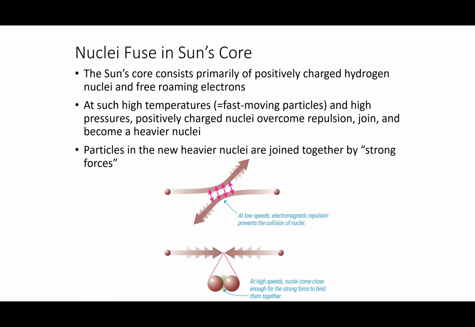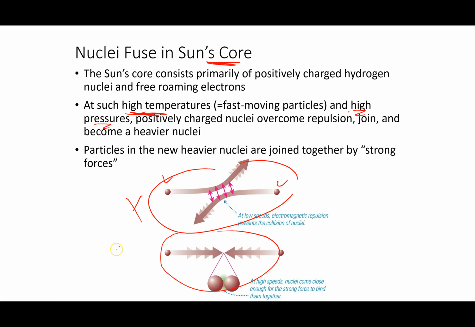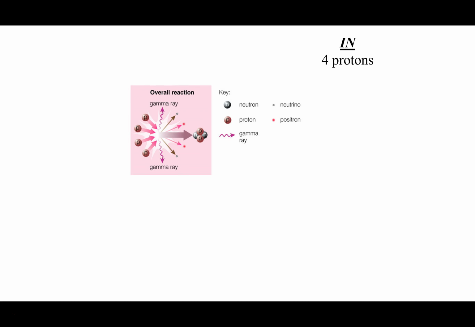What else do we have? Conditions required for nuclear fusion to occur. We need very high temperatures, which we only have in the core of the sun, in addition to very high pressures. This shows an unsuccessful attempt where two hydrogen atoms are not getting together, and this shows where they are getting together at high temperatures and high pressures.